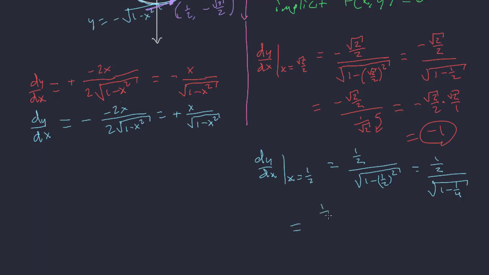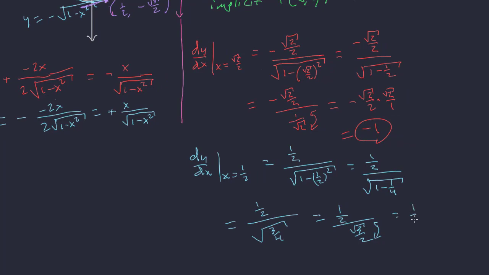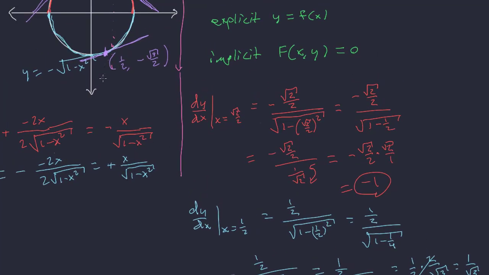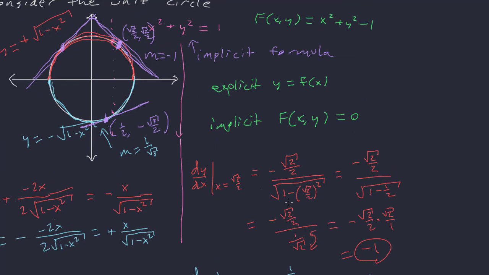All right, so this is going to be 1/2 over the square root of 3/4, or 1/2 over root 3 over 2, and then we'll invert and multiply to get 1/2 times 2 over root 3, and we get 1 over root 3. Okay, which is also, when we rationalize the denominator, root 3 over 3. So we do get a positive slope here, and a pretty shallow one compared to this one up here. So that also holds some water.